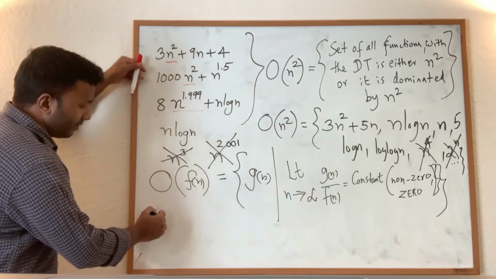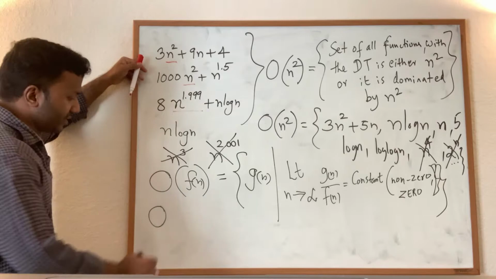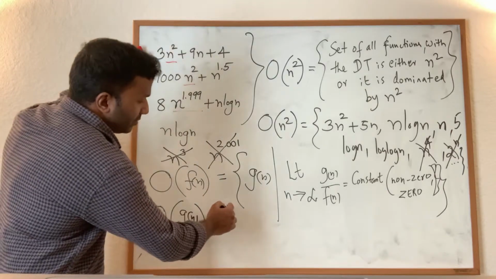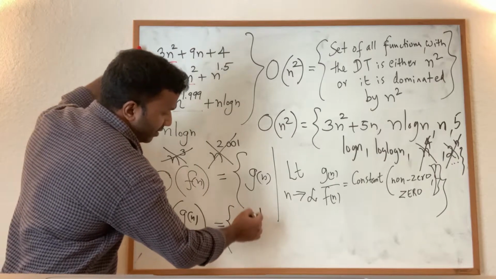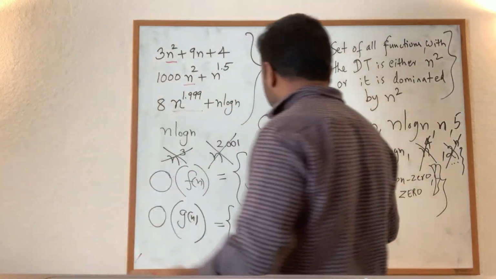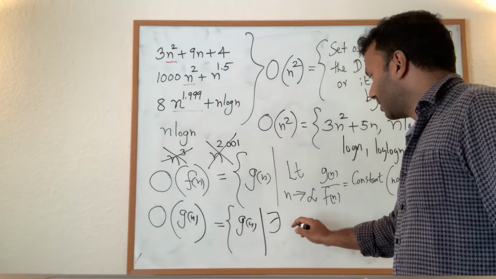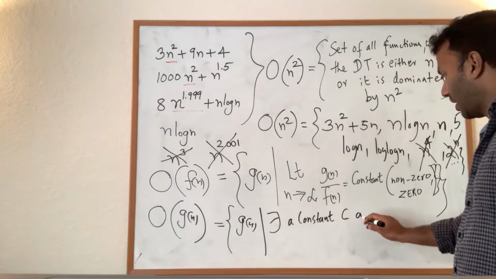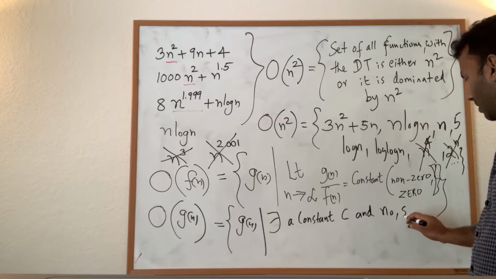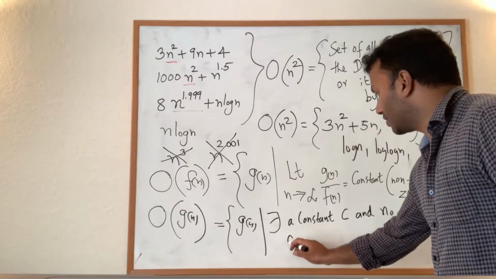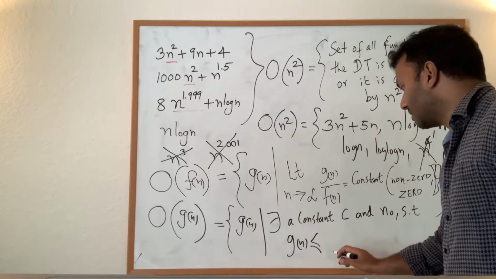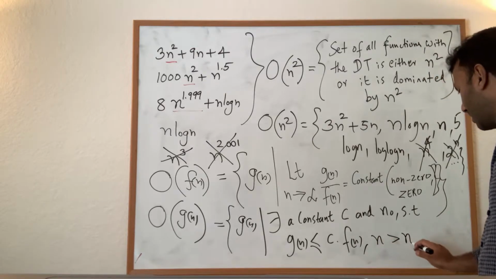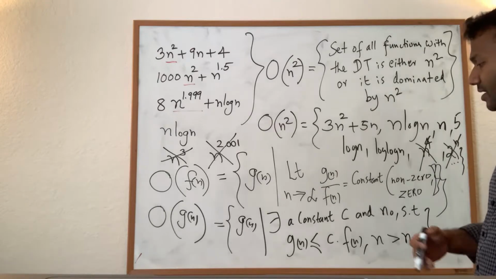Another way to define it, if you don't want to use these limits, is the set of all functions g of n such that there exists a constant c and a number n0 such that g of n is always less than or equal to c times f of n for all values of n greater than n0. This is another way to define big O.